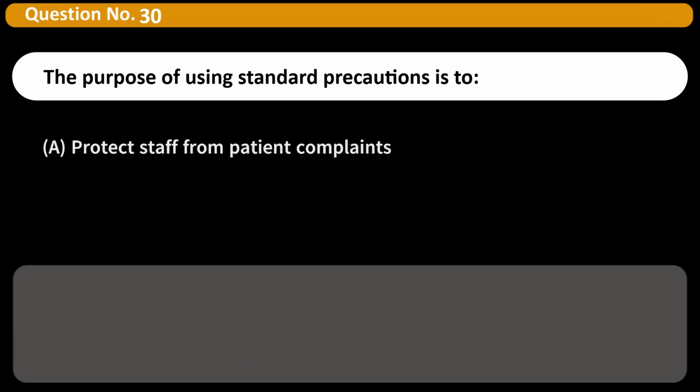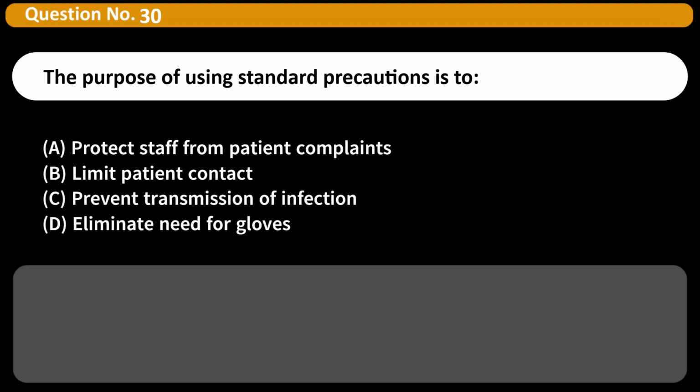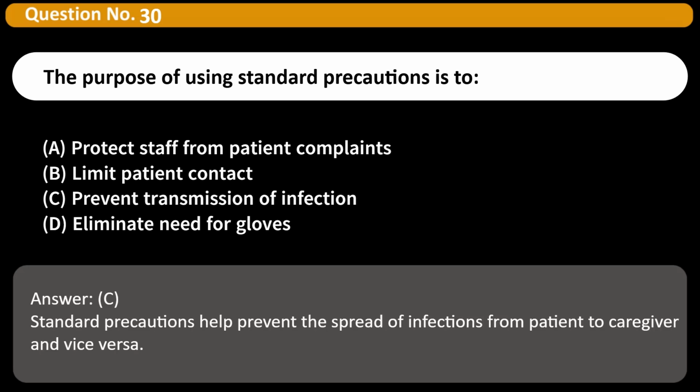The purpose of using standard precautions is to: A. Protect staff from patient complaints. B. Limit patient contact. C. Prevent transmission of infection. D. Eliminate need for gloves. Answer: C. Standard precautions help prevent the spread of infections from patient to caregiver and vice versa.